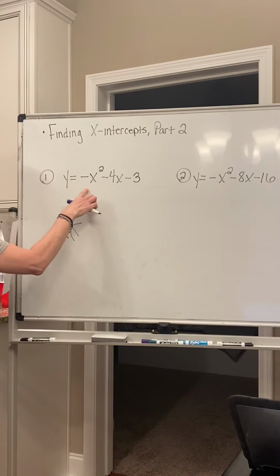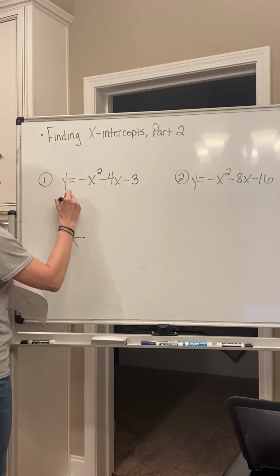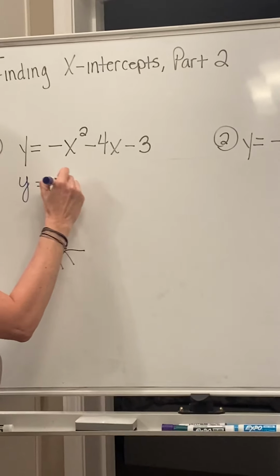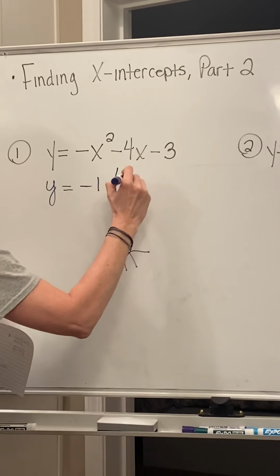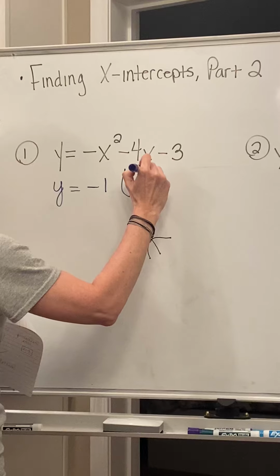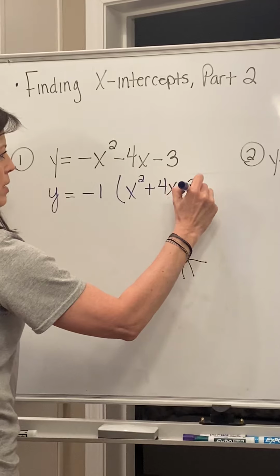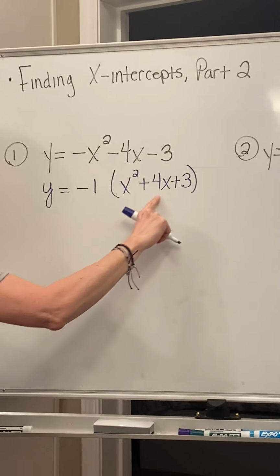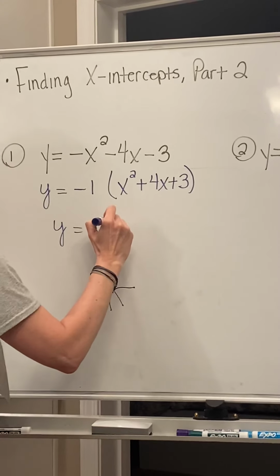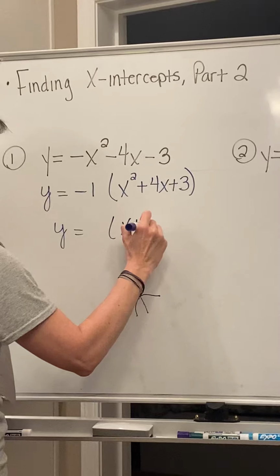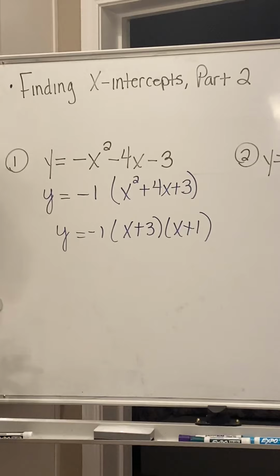So if your leading coefficient here, the a term, is negative, the first thing that you're going to do is factor out a negative 1. So when you take a negative 1 out of this quadratic, it's going to then become positive x squared plus 4x plus 3. And then we're just going to factor this like we would normally have it, okay? So I'm going to factor this, and that's going to be x plus 3 and x plus 1. The negative 1 is still there, but we don't need it anymore.